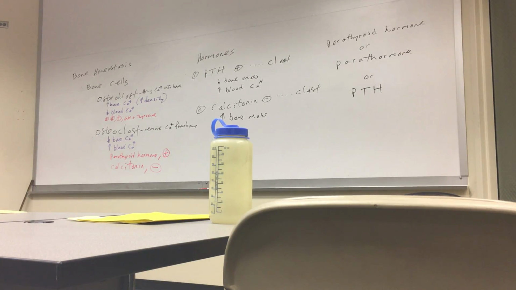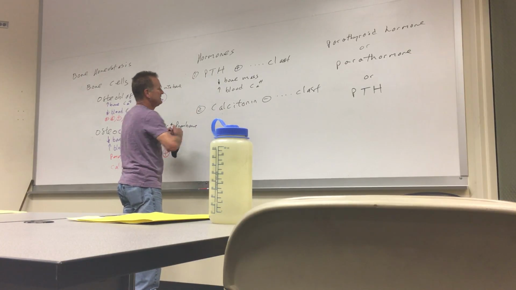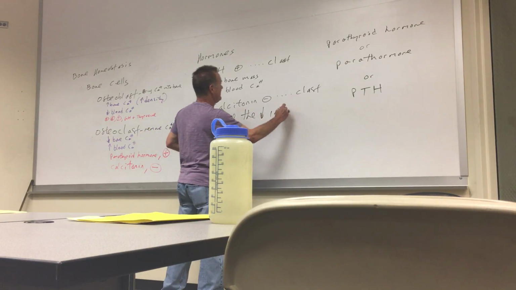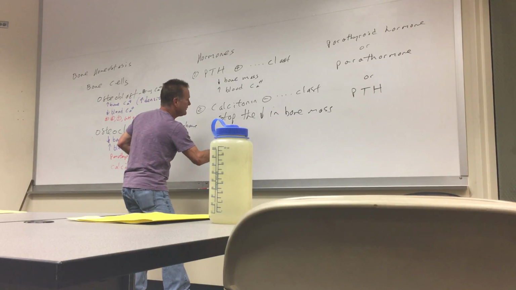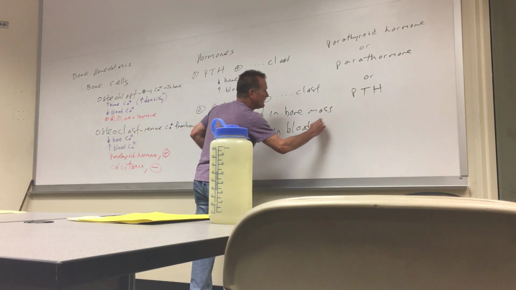So, what we get from calcitonin is we simply stop the decrease in bone mass, and we stop the increase in blood calcium.